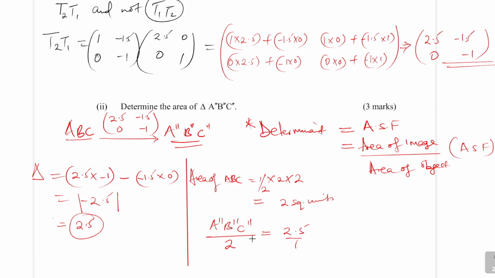So to get the area of A double prime, B double prime, C double prime, you're going to simply multiply both sides by 2. So you get 2.5 times 2, and this gives 5 square units. So that is the area of triangle A double prime, B double prime, C double prime. That is how you're supposed to solve that question.